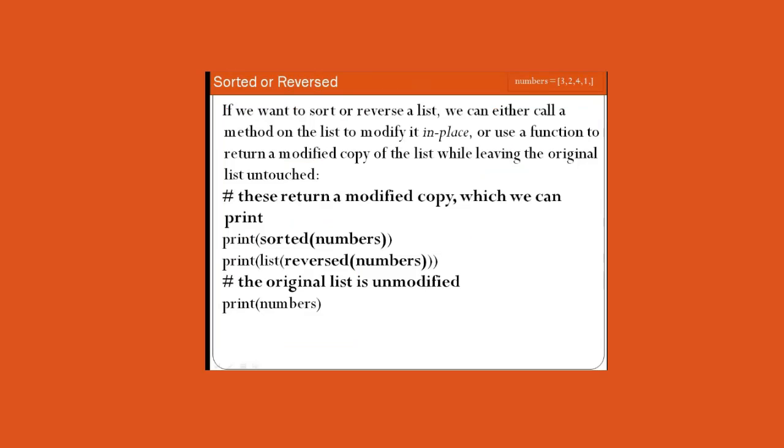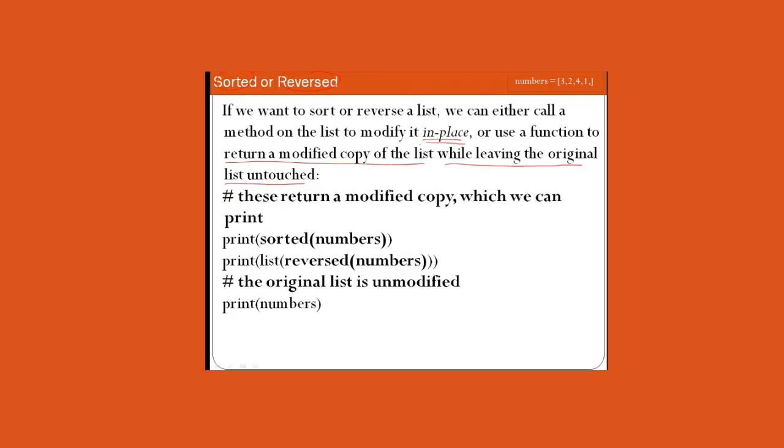Then there are two things. One is sorted, another is reversed, right? So if we want to sort or reverse a list, we can either call a method on the list to modify it, which is also an important term, in place, or use a function to return a modified copy of the list while leaving the original list untouched, right?